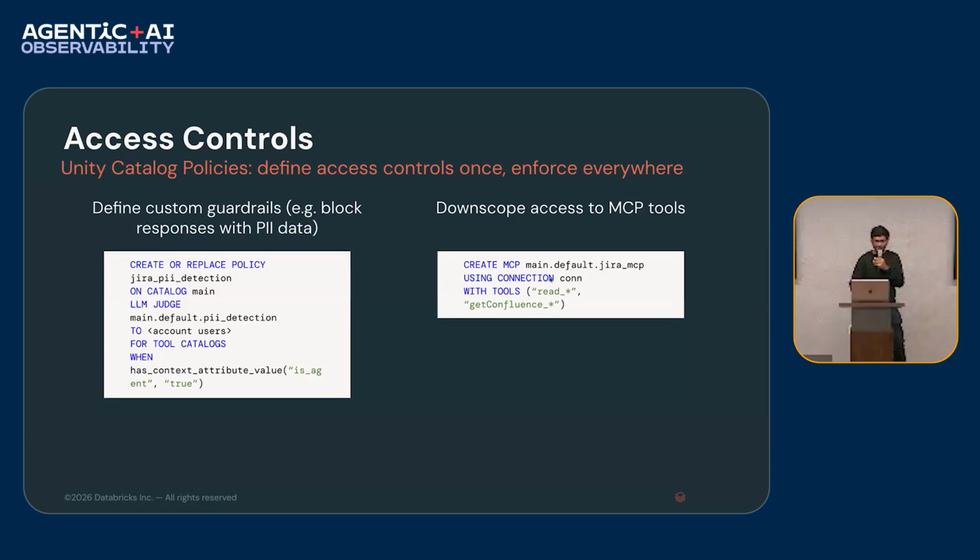Or admins can even downscope and specifically say that I only want read-only tools, or only get Confluence information as well. Or use tags, since MCP supports tool annotations. We can use policies on top of those annotations as well and say that I only want to support read-only tools and no destructive tools, for example. So using these policies and fine-grained access controls, you can do all of that.